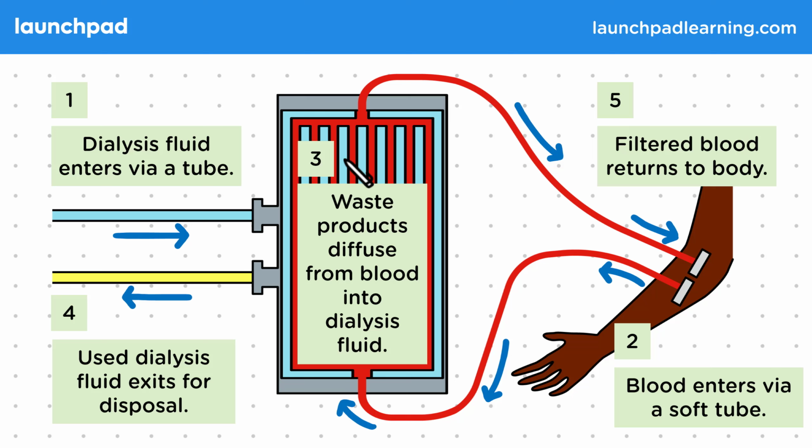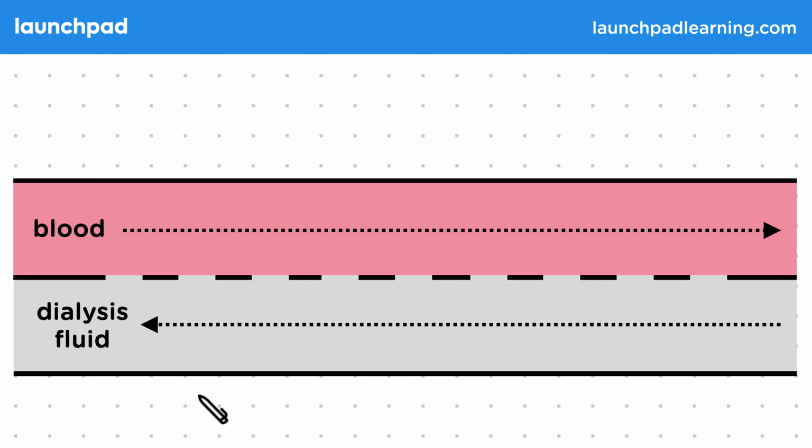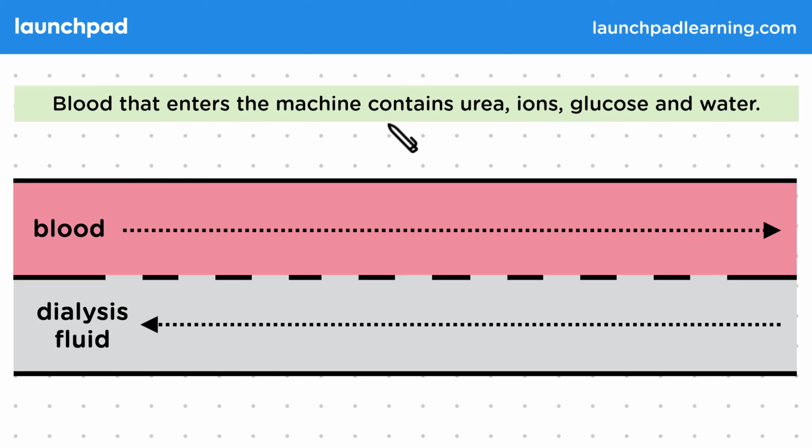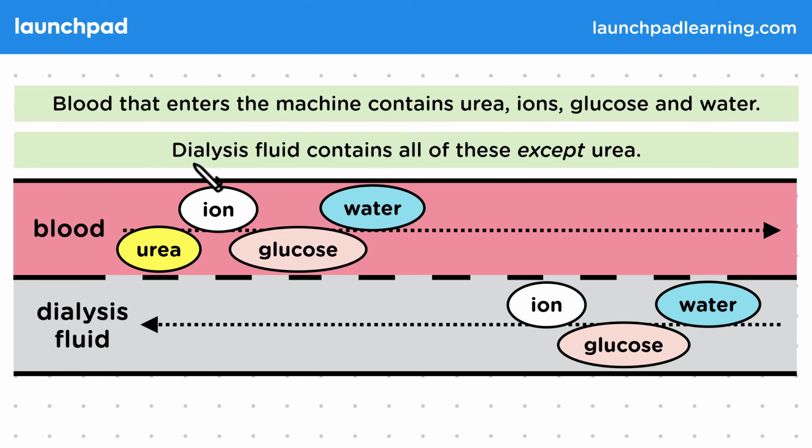So which substances are diffusing across the membranes inside the dialysis machine? In this diagram, you can see running side by side but in opposite directions, dialysis fluid and blood. Blood that enters the machine contains urea, ions, glucose and water. Dialysis fluid contains all of these except urea. In the dialysis fluid, the ions, glucose and water are present in similar concentrations as healthy levels in the blood.